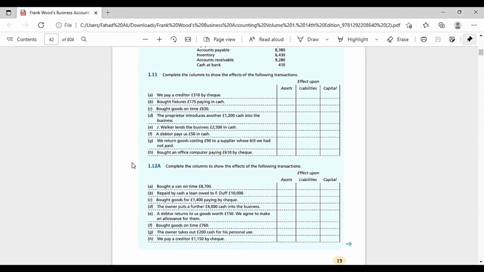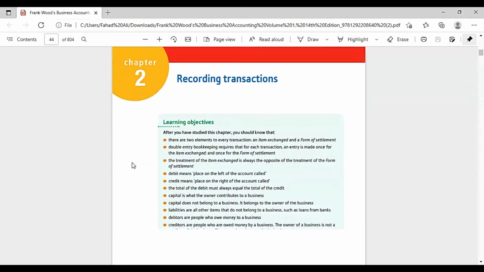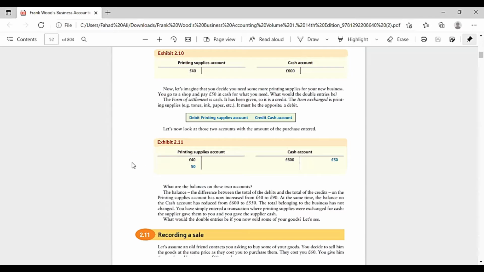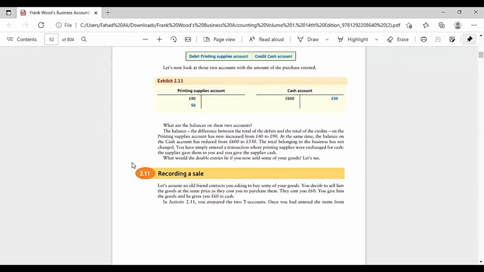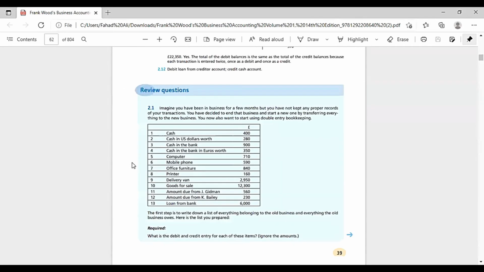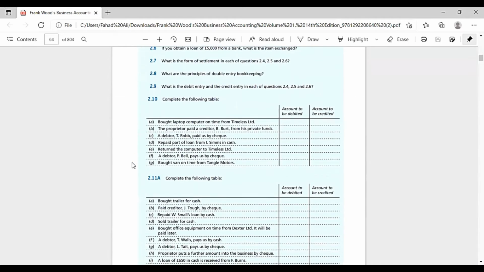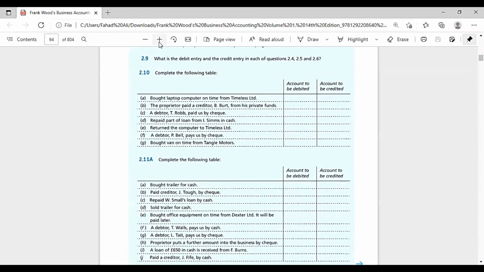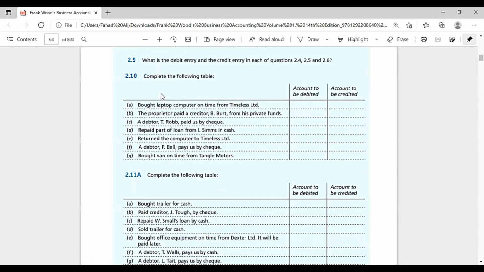If we go for, not 1.11, because it's asking for effects on assets and liabilities. We do not want the effects. We want to go for debit and credit. So let's see chapter number 2, exercise 2.10. Let's solve it together for a few transactions. Then I'll ask you to solve it further.